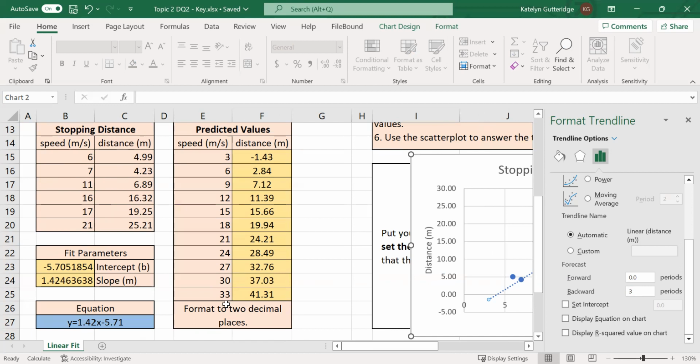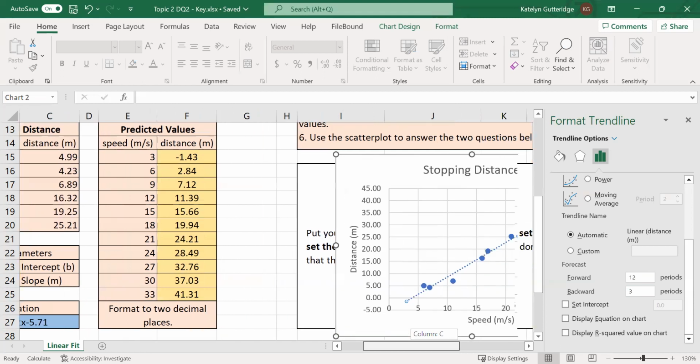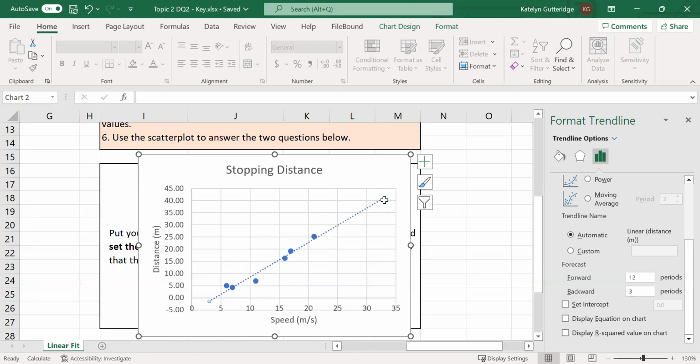If I add 12 to 21, I get 33. So I'm pushing it out 12 units. So for forward, I'm going to push it 12. And then once I click out of that box, go look at my chart. You can see now my line has extended to between 30 and 35. Now it's sitting about at 33, and that's what we want. That's exactly what we want right there. So now we can see it's going from 3 to 33.